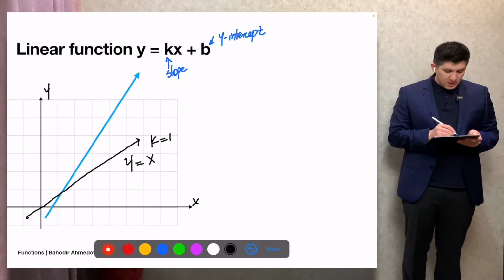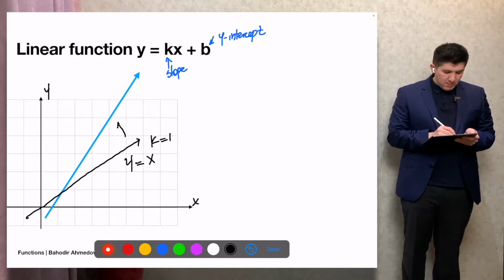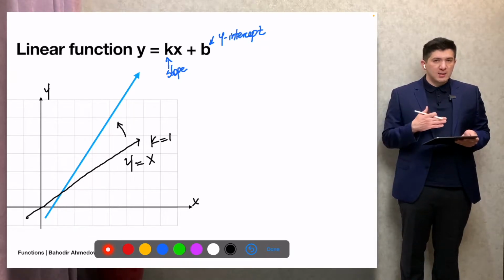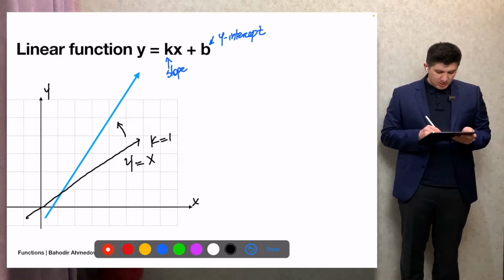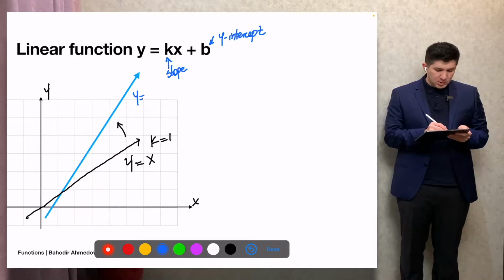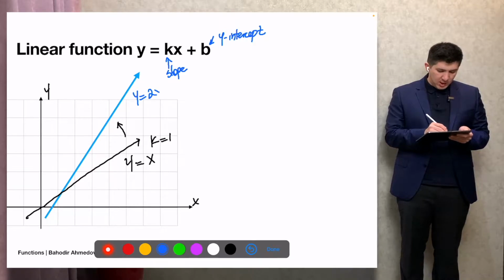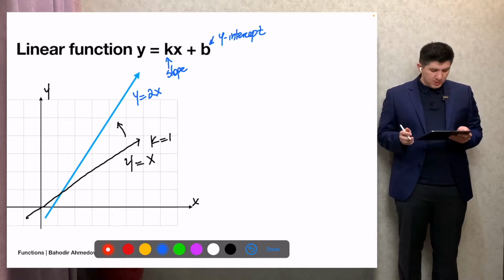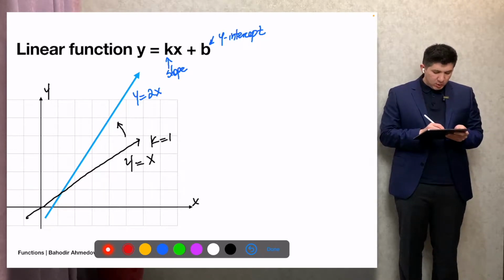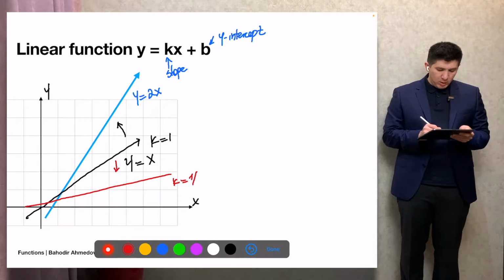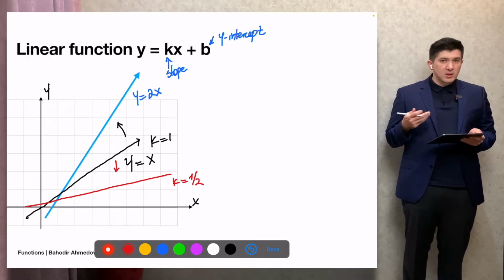As you rotate the function towards the y-axis, the slope is going to increase. For example, the slope of this line is probably equal to 2, so I can write it as 2x. And if you rotate this towards the x-axis, the slope is going to decrease. For example, the slope of this line is probably equal to 1 over 2. So this is how it works.